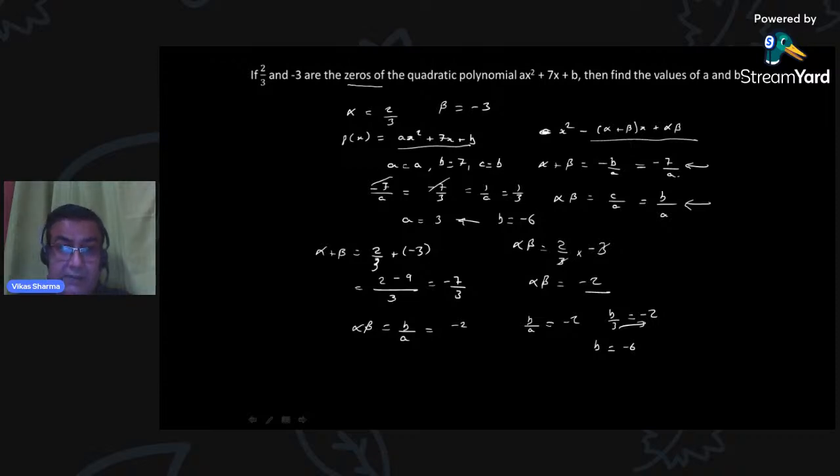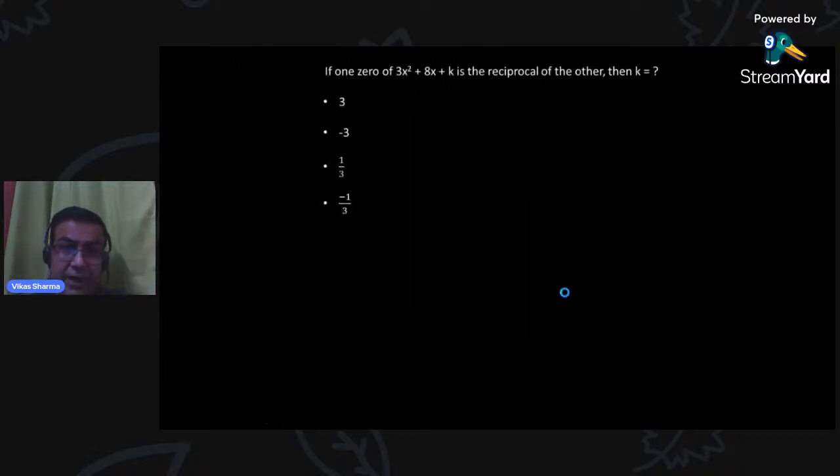Any right answers? No right answers. Okay, last question of the day, and it's a multiple choice question. Quickly tell me the answer. Which one should be the correct answer? If one zero of the polynomial 3x square plus 8x plus k is the reciprocal of the other, then k is equal to what?